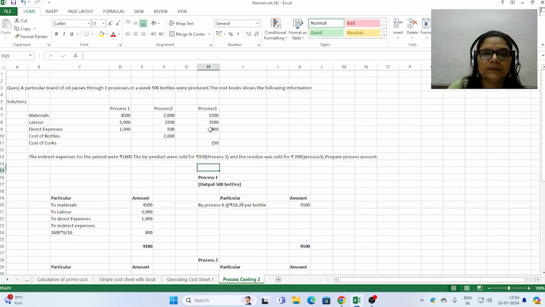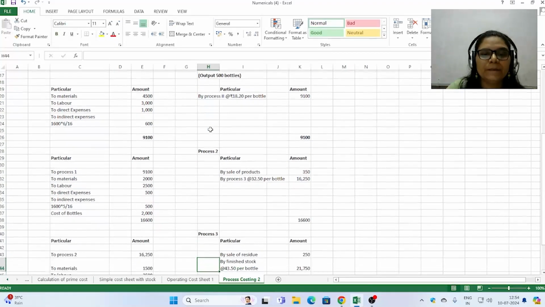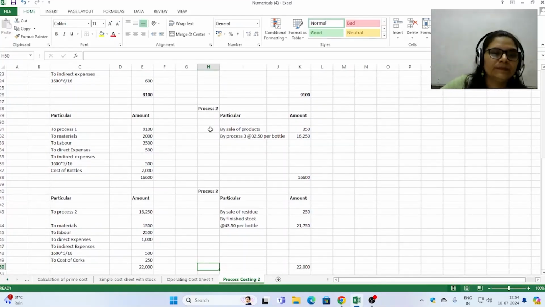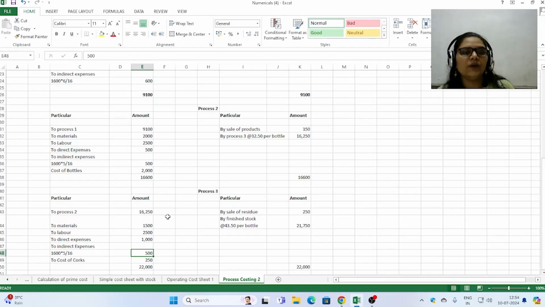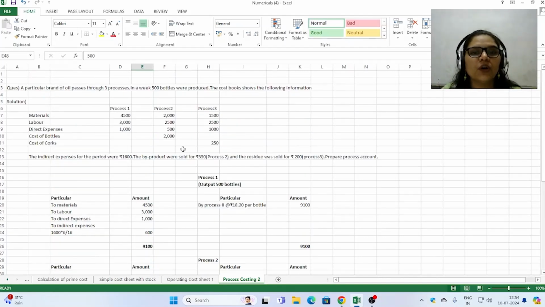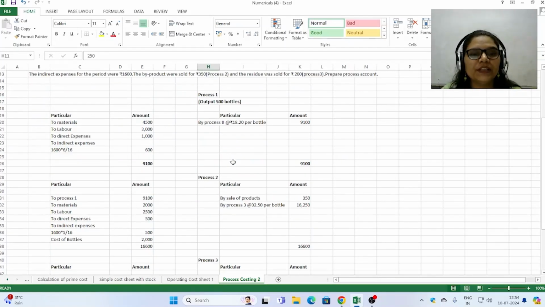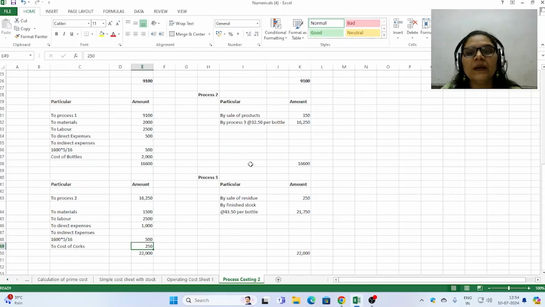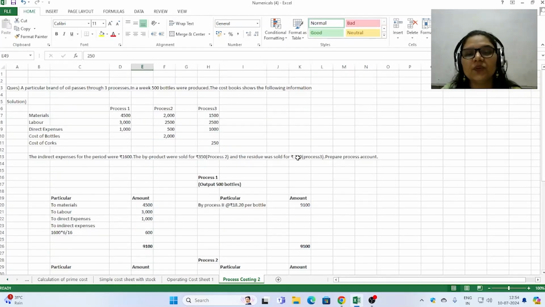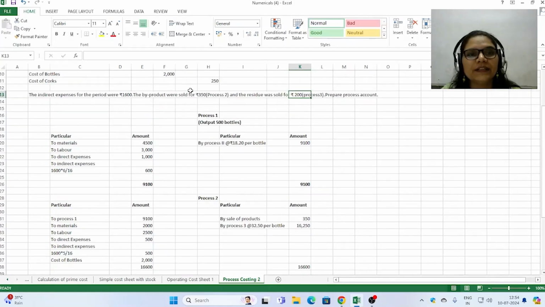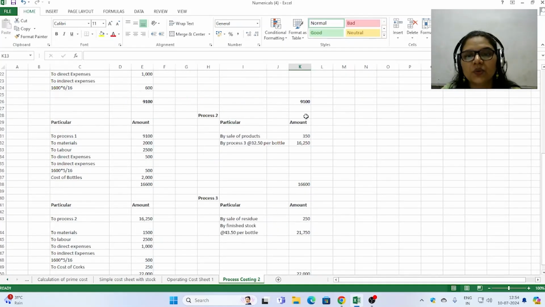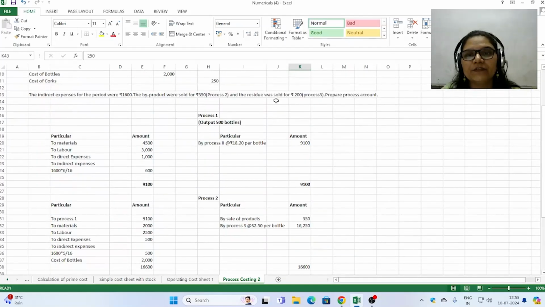So in process 3, 1000 is direct expenses. Indirect expenses, again, are divided on the labor ratio. Now they are 500 and the cost of COGS is 250. In process 3, we will record cost of COGS 250 and by sale of residue, the residue was sold for rupees 200. It is not 200 actually, it is 250. So we will correct it. Let me correct it for you. It is 250.